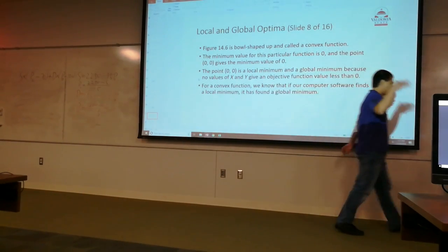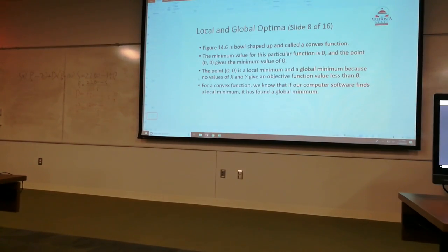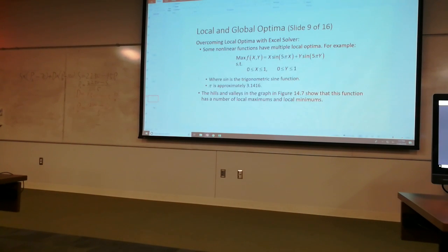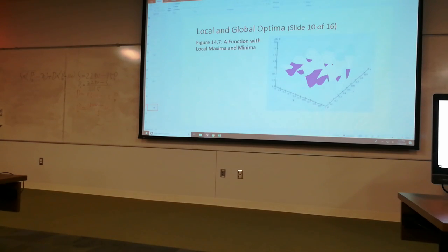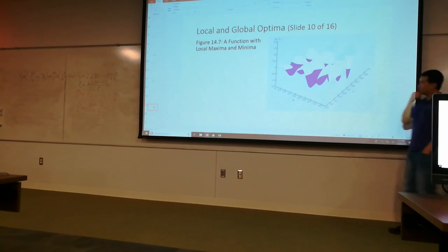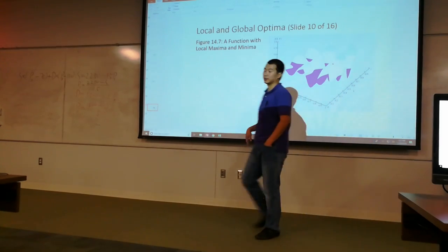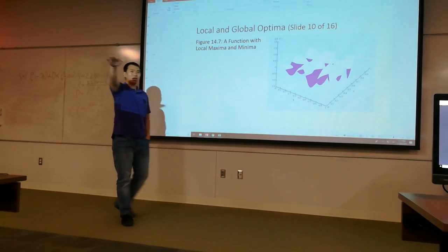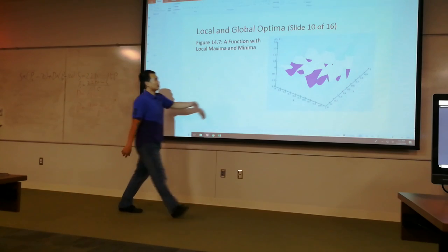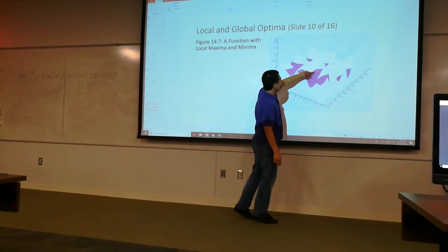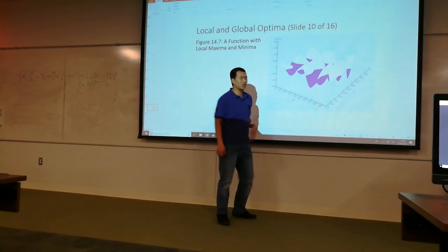Then you are dealing with a complex one. So those are the two types of functions you have. So overcome the local optimal. This is what we deal with for the search region. It's not flat, it's not that simple. Sometimes we have high peaks, we have low points, and so on and so forth.